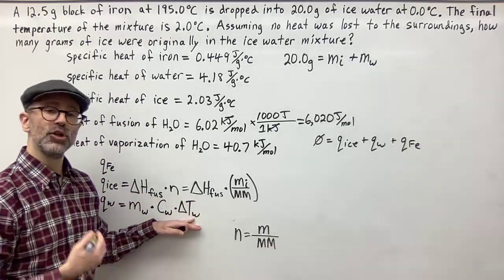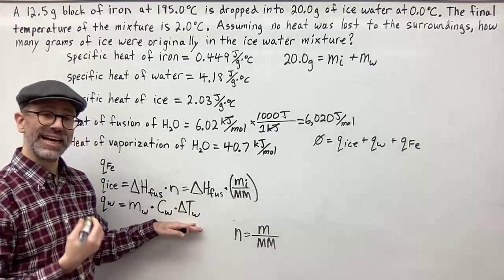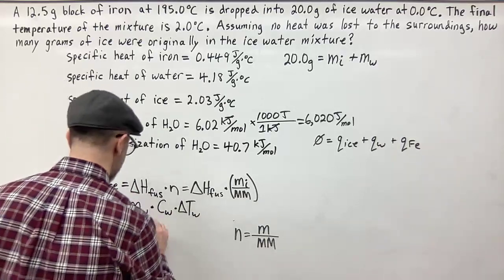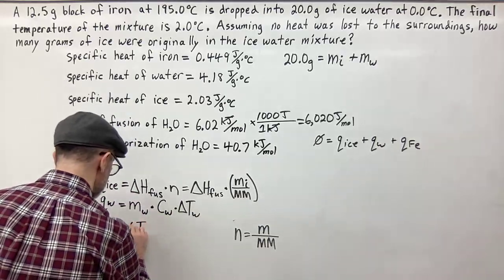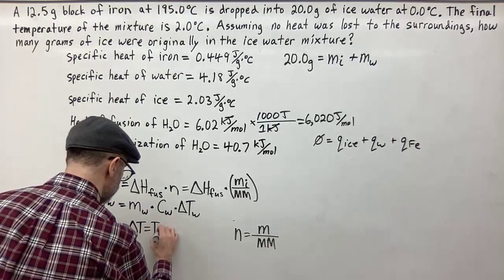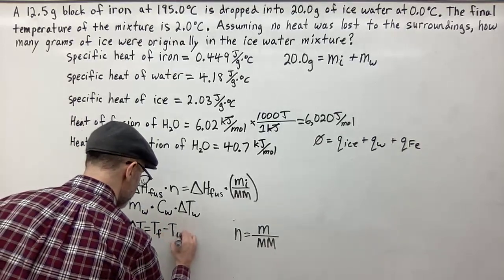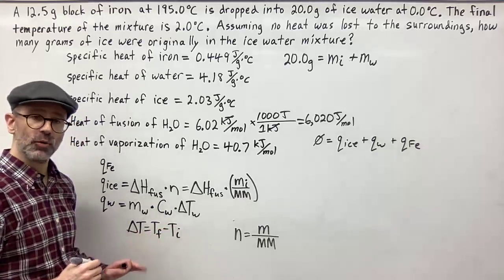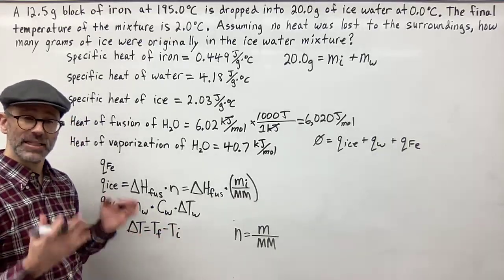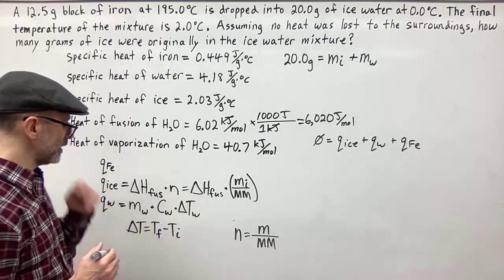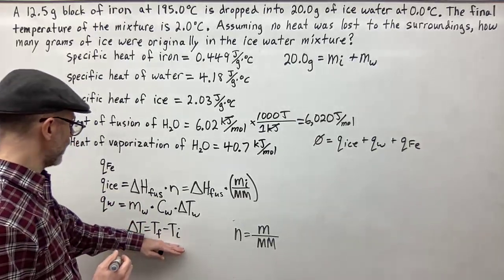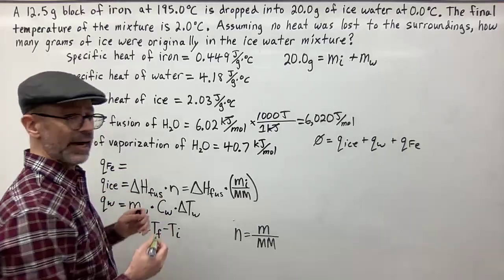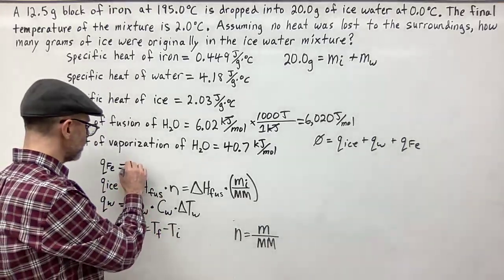Again, this is after the melting of the ice. And again, remember that delta T is equal to final temperature minus the initial temperature. This is very important to remember. Don't forget this. Don't flip it. Otherwise, you're going to get a different sign, and that's going to mess up the calculation. So final minus initial, always. Okay, and the block of iron, that is going to be, same thing, it's going to be the mass of the iron.